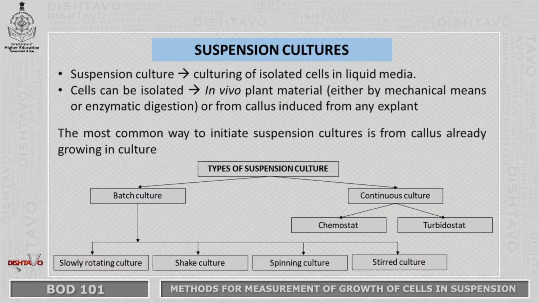Turbidostat is similar to a chemostat, but here the cells increase due to steady state of growth, and because of this there is a change in turbidity, which is measured by changes in optical density. This culture system has an automatic monitoring system which adjusts the medium flow to maintain the optical density or to maintain the optimal pH.